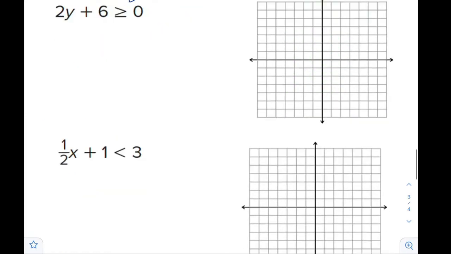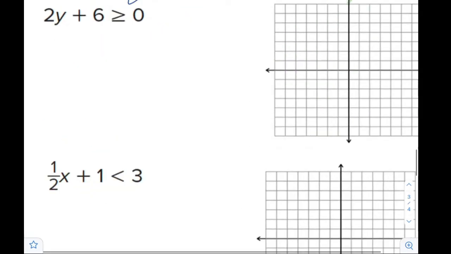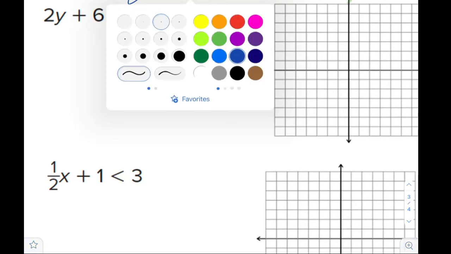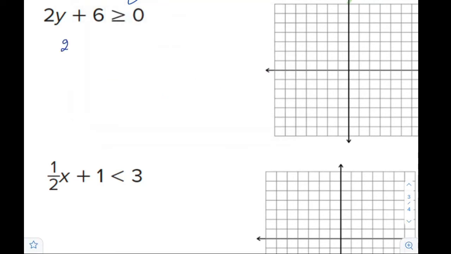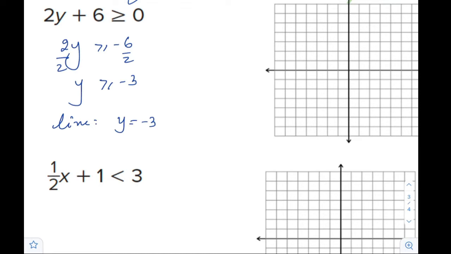Now we have one variable only. And let's see how we are going to use it. So 2y more than or equal to minus 6. I can divide, simplify as much as you can. So what is the boundary line here? The boundary line is y equals minus 3. Y equals minus 3 is a horizontal line passing through minus 3. So at minus 3, we will graph a horizontal line.